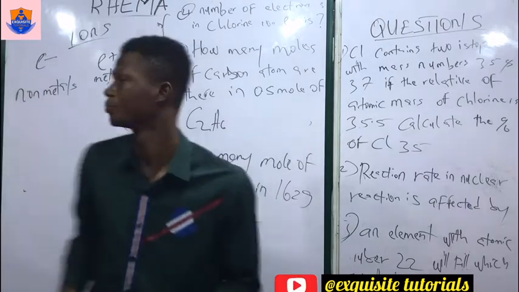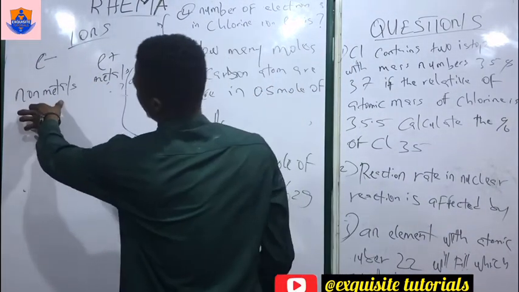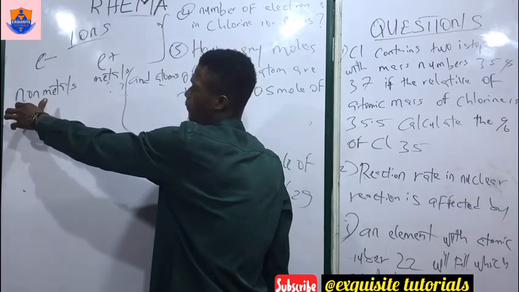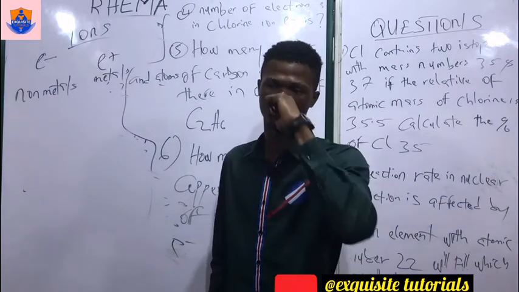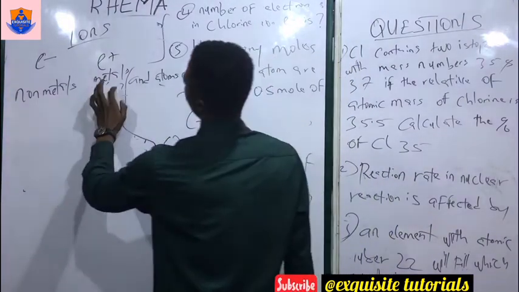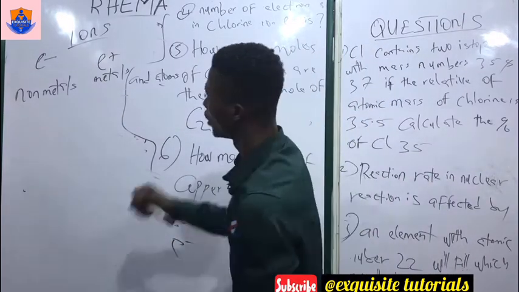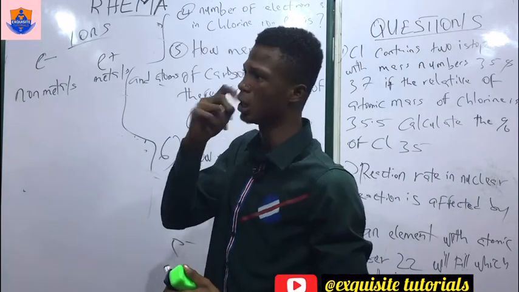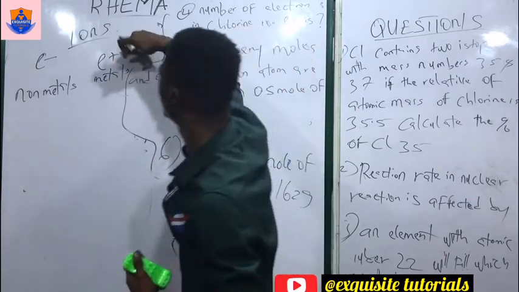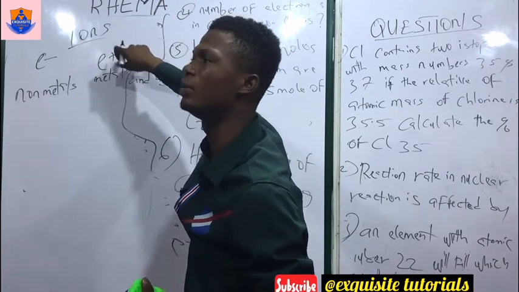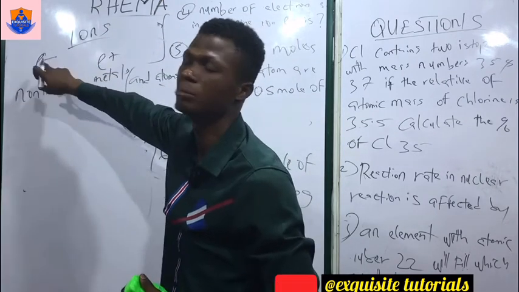Now let me explain. Ions of non-metals: you know that non-metals accept electrons to gain an octet or a stable electronic configuration, while metals give out electrons to gain a stable electronic configuration. So whenever you see a metal with this sign, it means the metal has given out an electron. And when you see a non-metal with this sign, it means it has gained an electron.